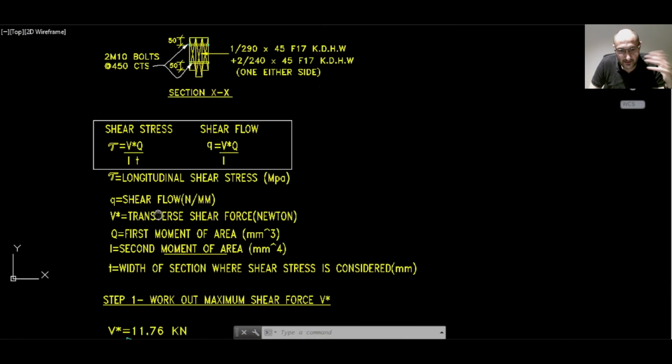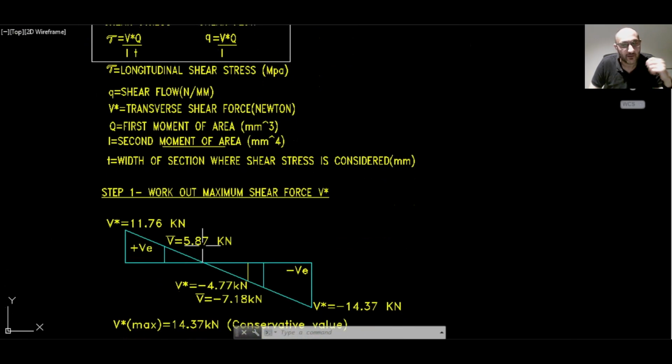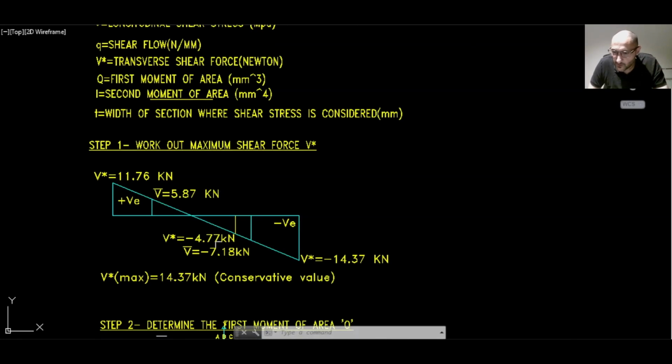Step 1, select the design shear force that you will be using. Now I have adopted here a conservative shear force value of 14.37 kilonewton. Obviously, because of UDL loads, we could have used the average value, which is half that maximum shear force, which works out to be about 7.18 kilonewton. However, for the sake of this example, I thought to stick with the maximum value right through to be conservative.